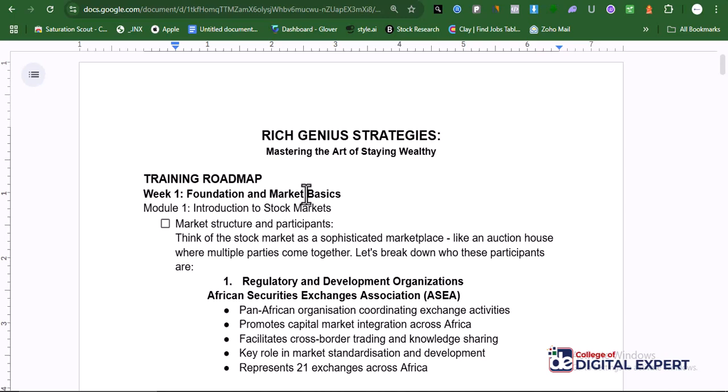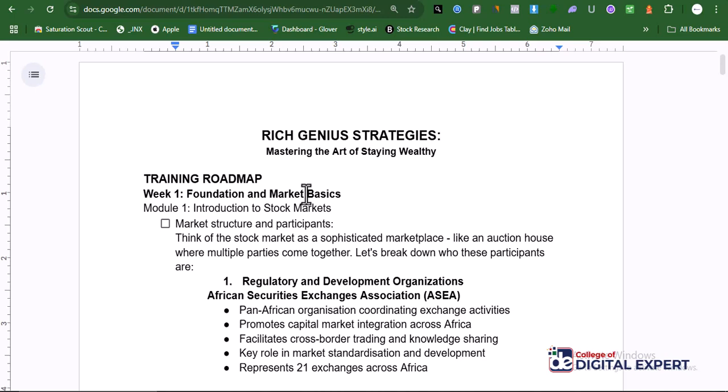In our training roadmap, we are on week 1. We talk about the foundation and market basics, and this is module 1: the introduction to stock market. What's a market? Let's talk about the market structure and its participants.